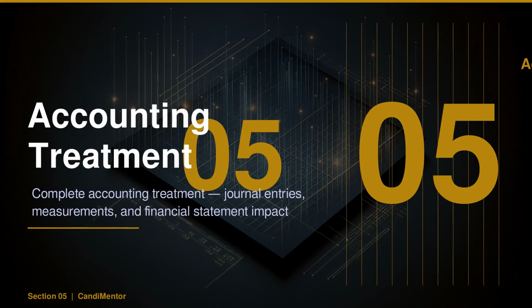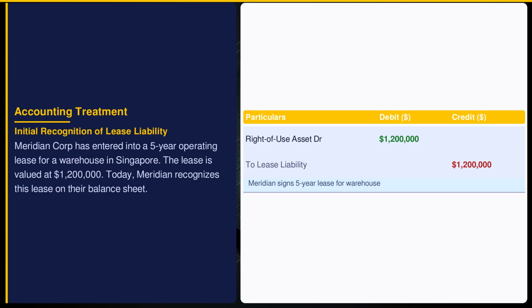Meridian Corporation, a global manufacturing company, signs a 5-year operating lease for its Singapore warehouse. Watch how every accounting event plays out. Indian Accounting Standard 1 requires recognizing both a right-of-use asset and a lease liability at the commencement of the lease. This entry captures the present value of lease payments, impacting both assets and liabilities equally. Meridian's balance sheet now shows a $1,200,000 asset and an equivalent liability, reflecting the financial commitment and the control over the asset.